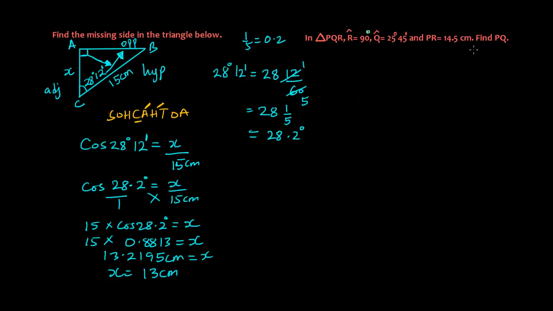Find PQ. The first thing we need to understand here is that this triangle is a right angle triangle, because one of the angles, that's R, is 90 degrees. So I'll just bring this down, draw my triangle.